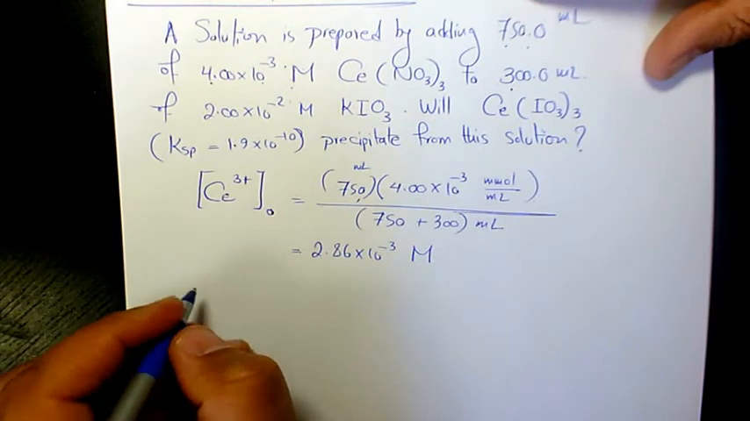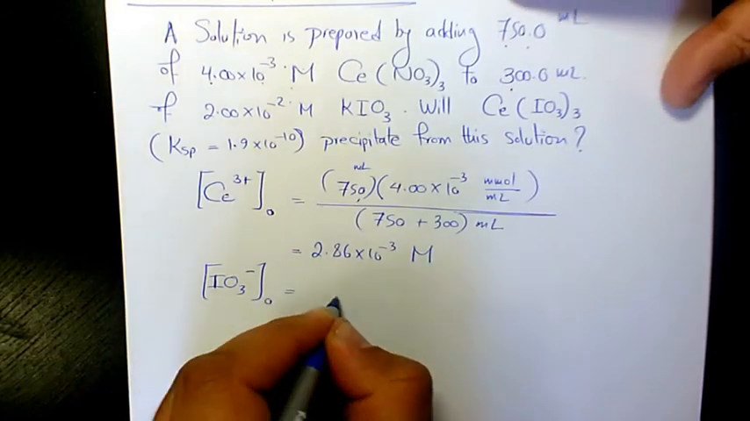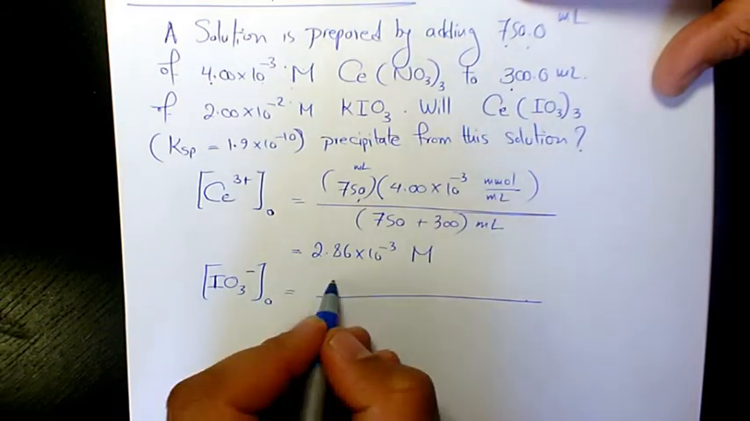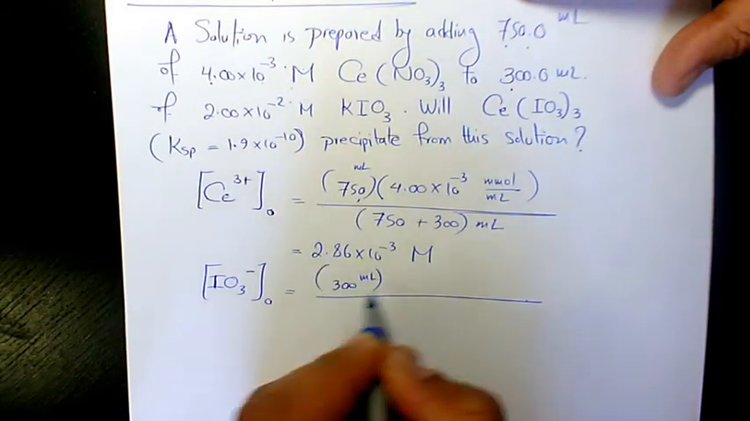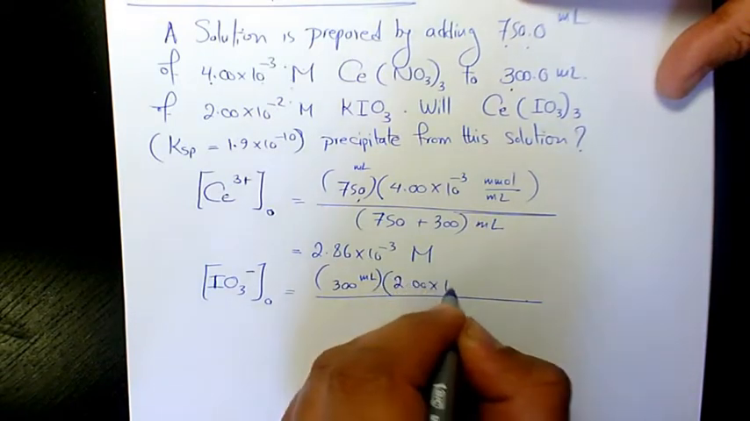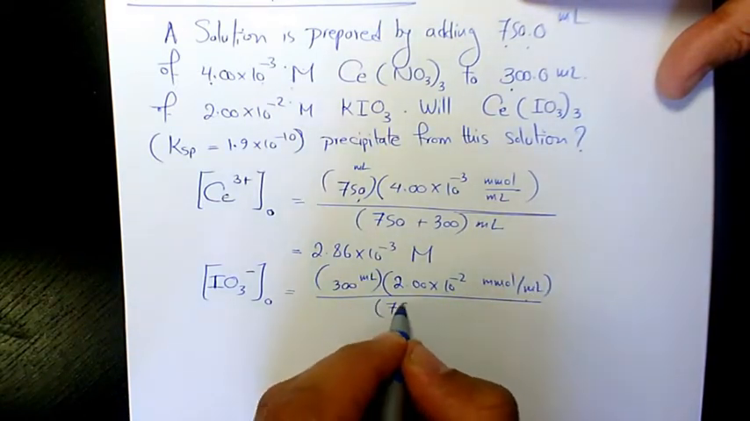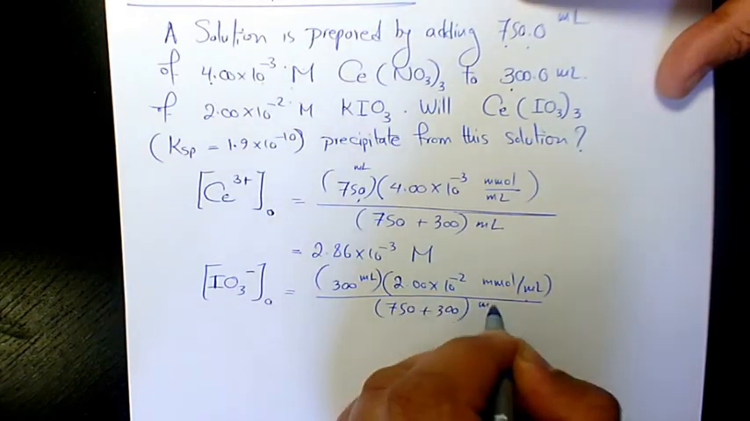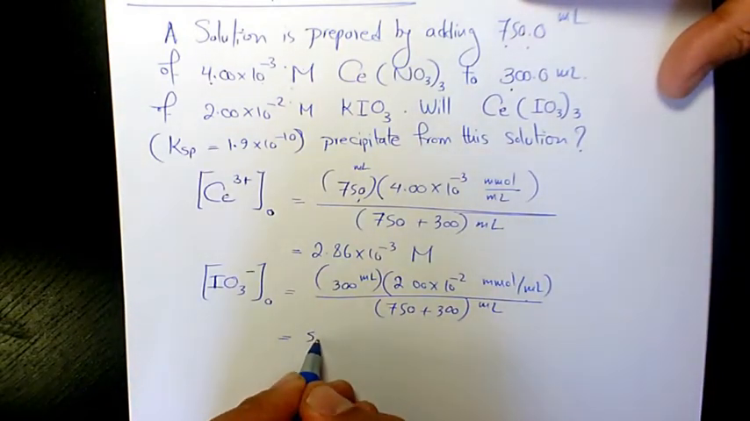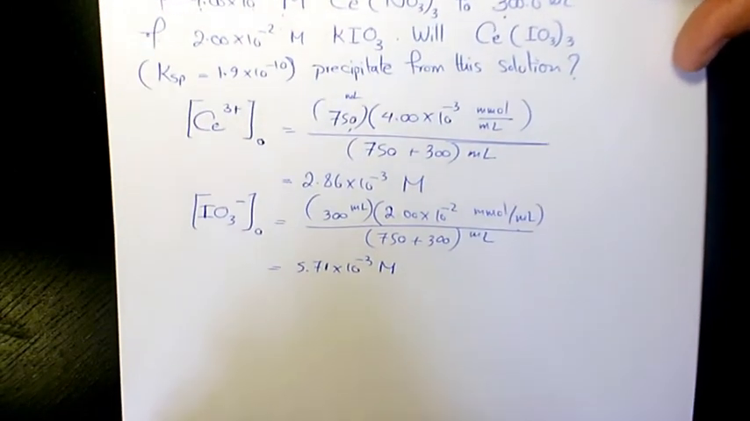We do the same thing for the initial concentration of iodate. Iodate is going to be 300 milliliter multiplied by the concentration, 2.00 times 10 to the power of negative 2 millimole per milliliter, divided by, again, the total volume, which is 750 plus 300 milliliter. So that will be 5.71 times 10 to the power of negative 3 molar. Now we have the initial concentration of cerium and iodate.